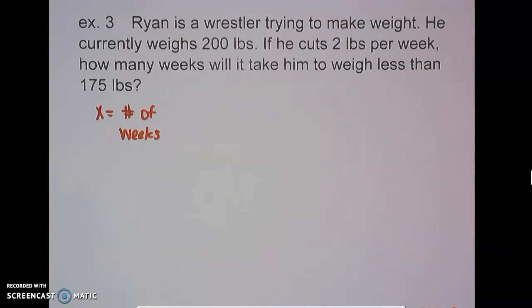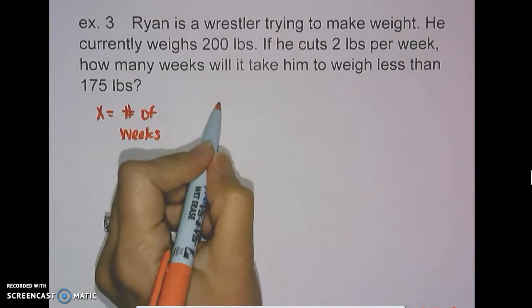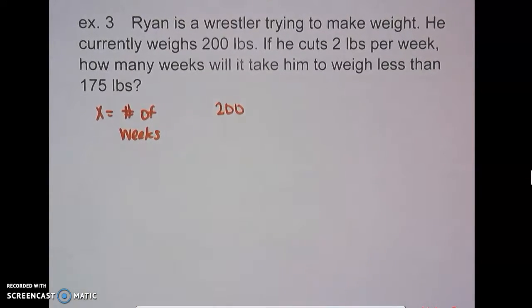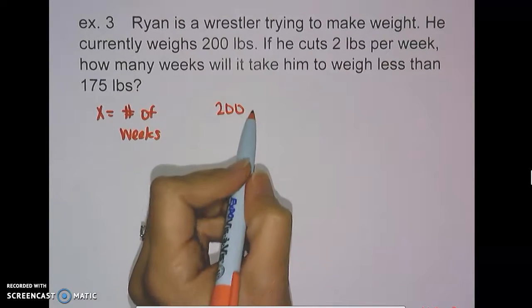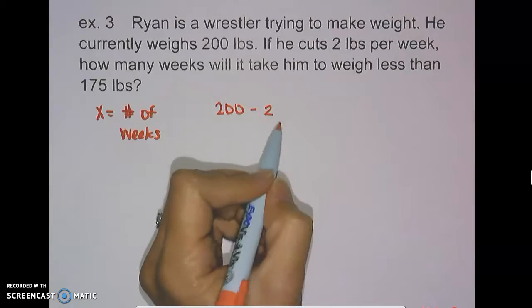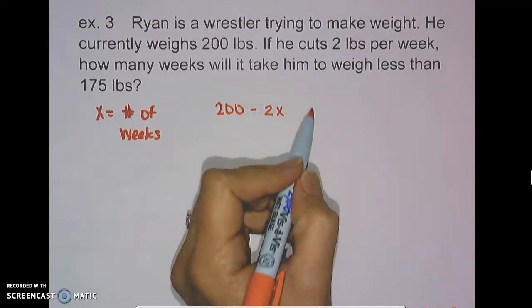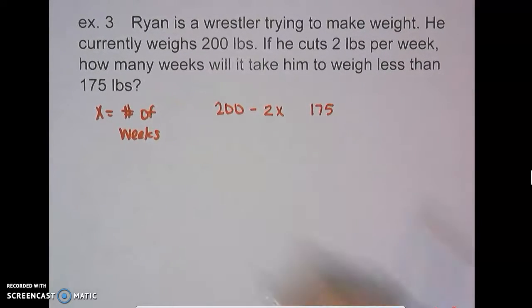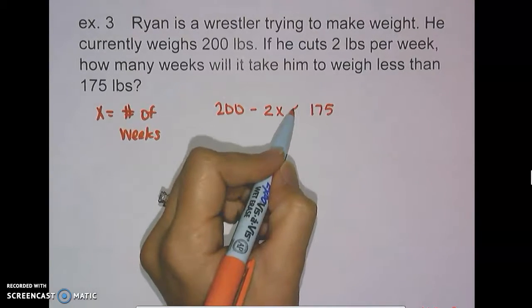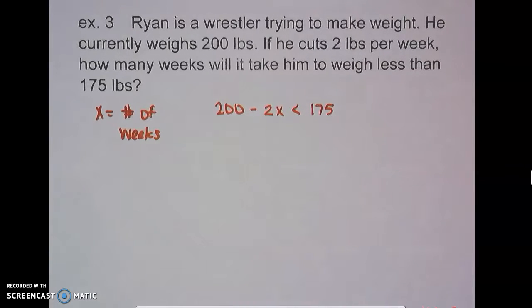All right, he currently weighs 200 pounds. And he cuts 2 pounds per week. What does that mean? So that means that he's losing weight. He's losing 2 pounds per week, but we have no idea how many weeks that is. So we're going to subtract 2x from it. We know that we want to have 175 on the other side. And we want him to weigh less than 175. So that means we're going to have less than 175.